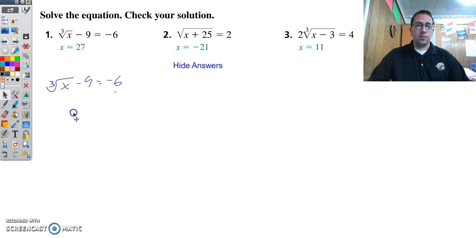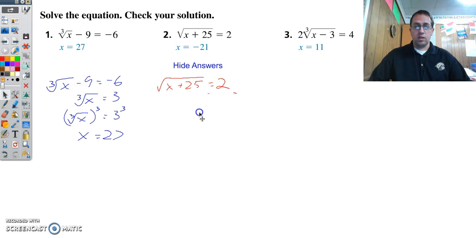All right, so first, we write down the problem. The cube root's not by itself. We've got to get rid of the 9, so we add 9 to both sides. Then we raise both sides to the third power, cancel out the cube root, and that gives us x equals 27. All right, on number 2, we see the radical is already by itself, so we don't have to move anything over first.